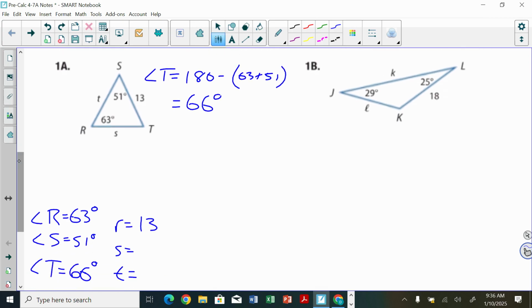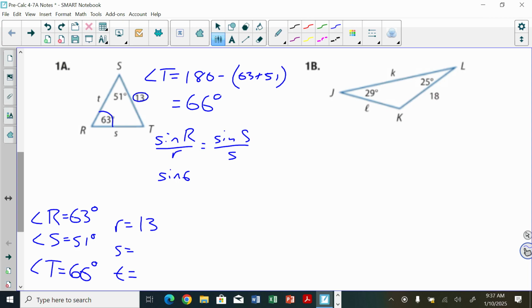Okay, so the big key here is just what do you have both of, right? So I have angle R, I also have side r, so that's where I want to start with the law of sines. I want to go sine of R over r equals the sine of S over little s. And I'll do it again to find T, but let's plug in the values we know. So the sine of R is 63, so the sine of 63 over side r, which is 13. Sine of S, I know the angle is 51, and little s is the unknown.